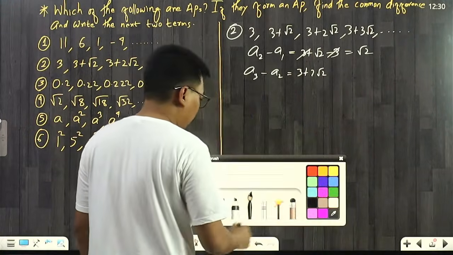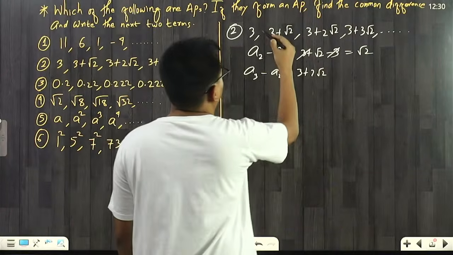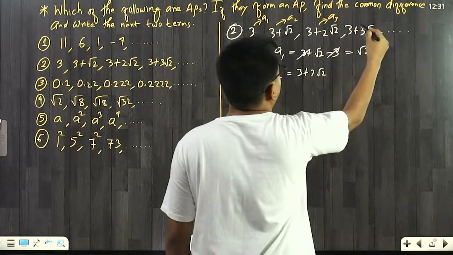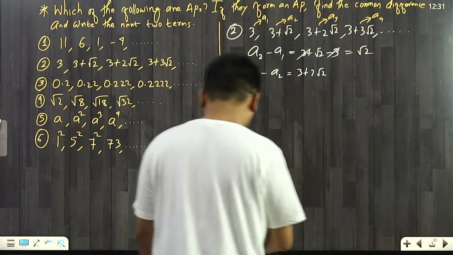If you are getting confused, see, this is A1, this is A2, second term. A3 means third term. A4 is fourth term.